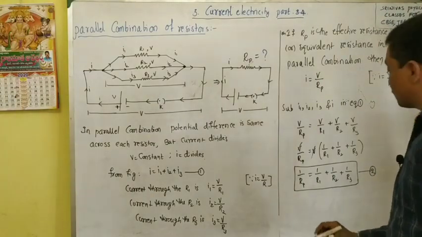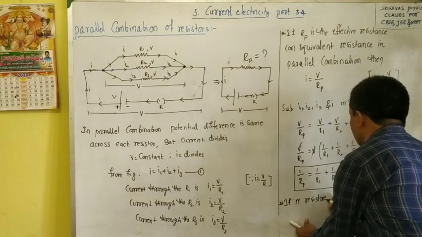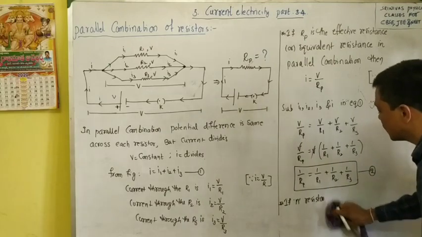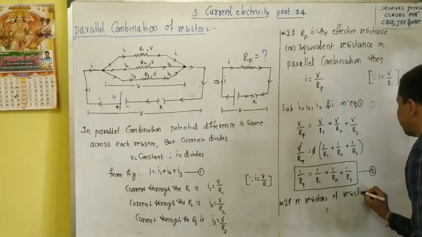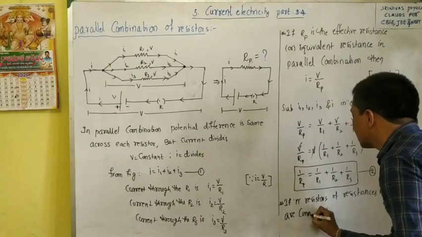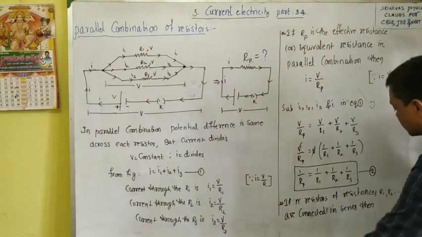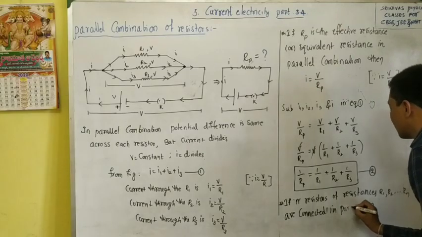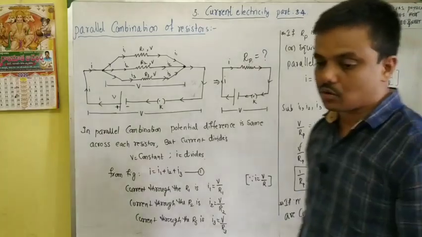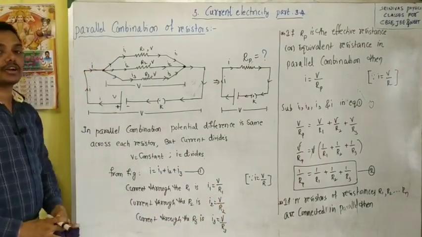Now, if n resistors of resistances R1, R2 and so on up to Rn are connected in parallel, then what is the effective resistance? How to find the effective resistance? Since only 3 are there, we write 1 by Rp equals 1 by R1 plus 1 by R2 plus 1 by R3. If more are there, and so on, we can write up to 1 by Rn. It was very simple, right? Take a screenshot and write the notes. Okay, I'm going to rub.